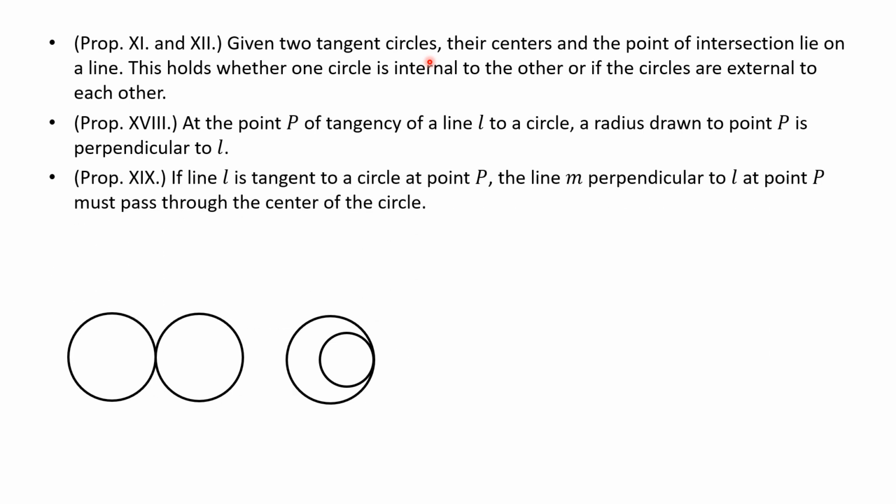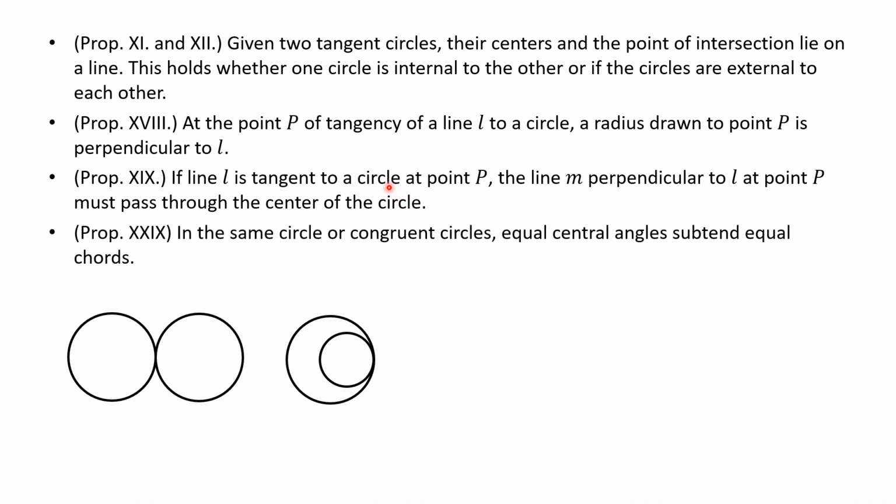The next 2 propositions are related. The first one says, at a point of tangency of a line L to a circle, so you have a line tangent to a circle at one point, a radius drawn to the point is perpendicular to the tangent line. Going the other way, if line L is tangent to a circle at a point P, the line M perpendicular to L at point P must pass through the center of the circle. And both of these are used quite often in various proofs.